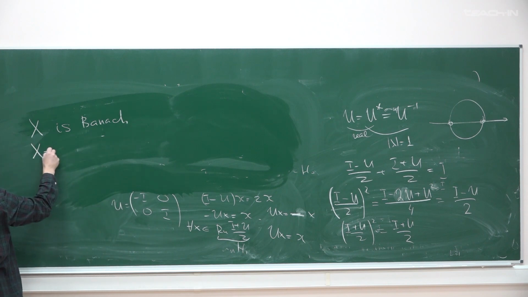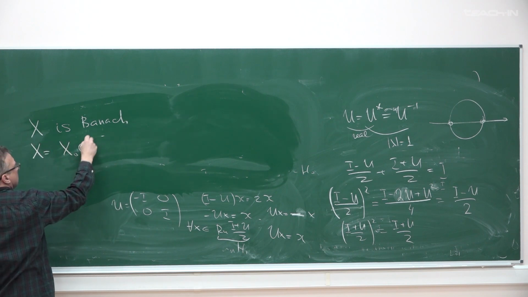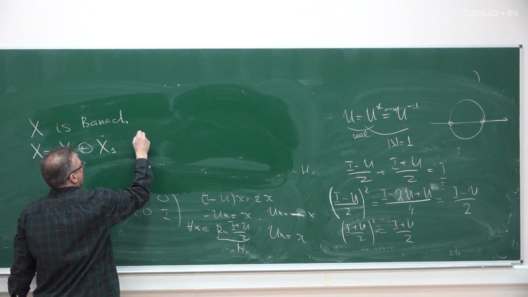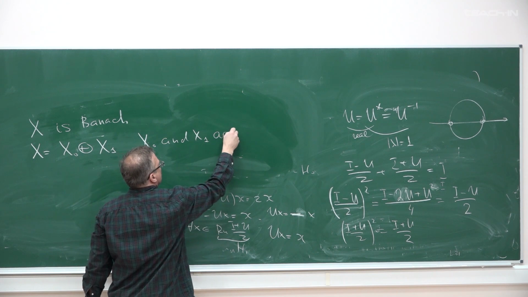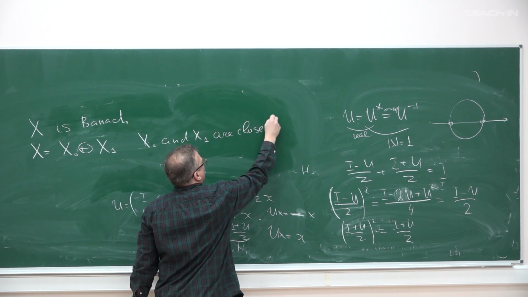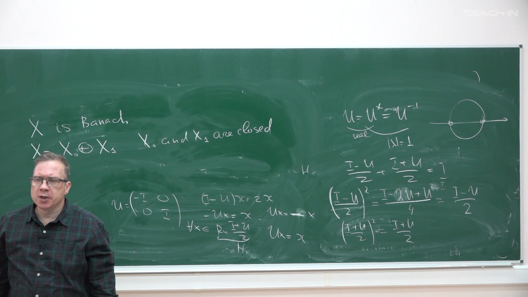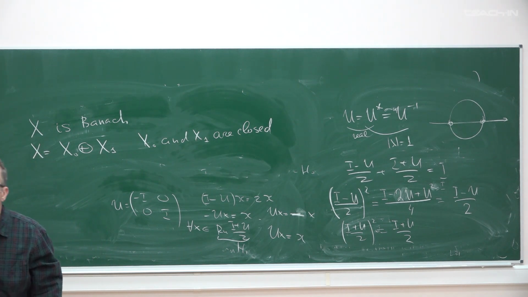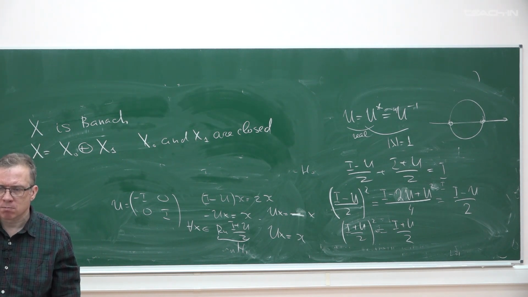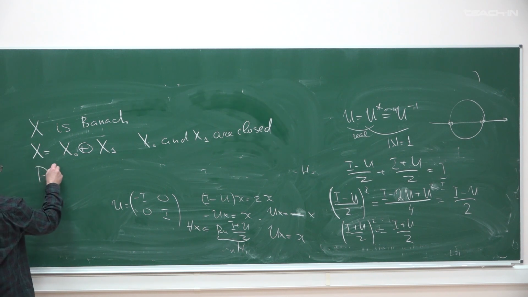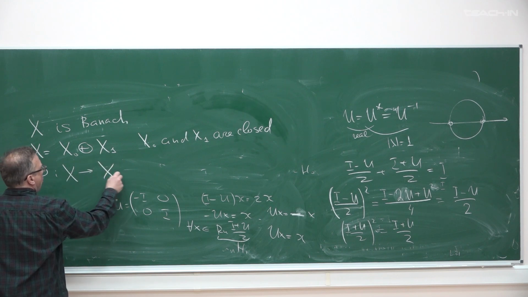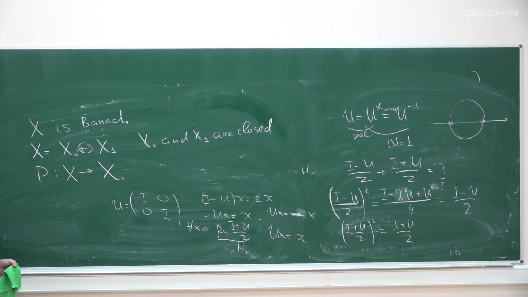We decomposed it into two subspaces, X0 and X1, and they are closed. I remind you that closedness of the subspaces is needed for boundedness of the projection. A projector is a bounded operator if and only if both subspaces are closed. And P is the projection of X on X0 along X1.